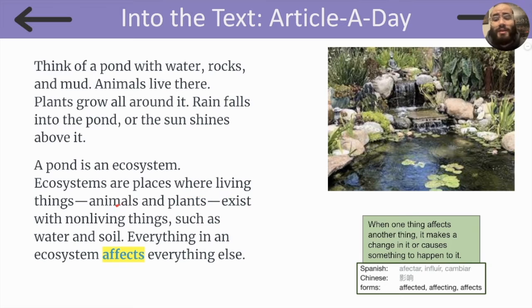Ecosystems are places where living things, animals and plants, exist with non-living things such as water and soil. Everything in an ecosystem affects everything else. When one thing affects another thing, it makes a change in it or causes something to happen to it. In Spanish we say afectar, influir, o cambiar. When one thing changes in an ecosystem, it can change the whole thing entirely.